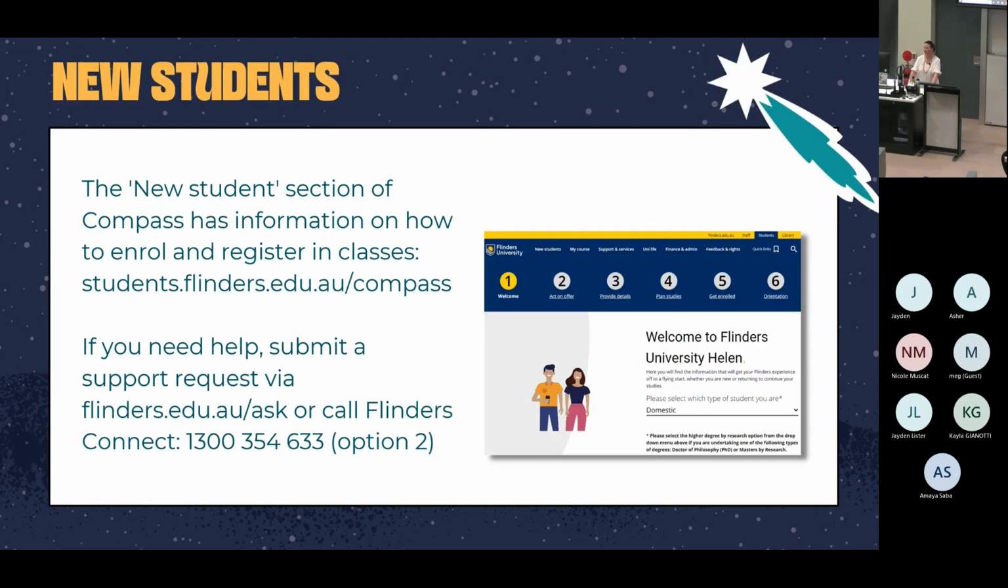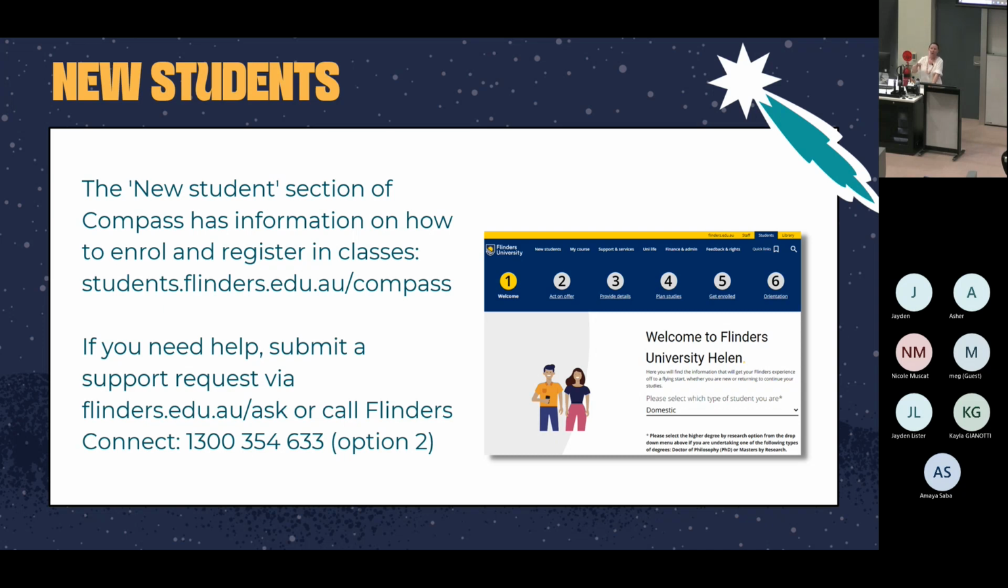If we keep moving. Okay, new students. The new student section of the campus, so this is online, has information on how to enrol and register in classes. And again, you locate that through the students.flinders.edu.au campus. If you do need any help, you can submit a support request via flinders.edu.au ask or call Flinders Connect. So there's a number there. Like I said, you'll have this afterwards.